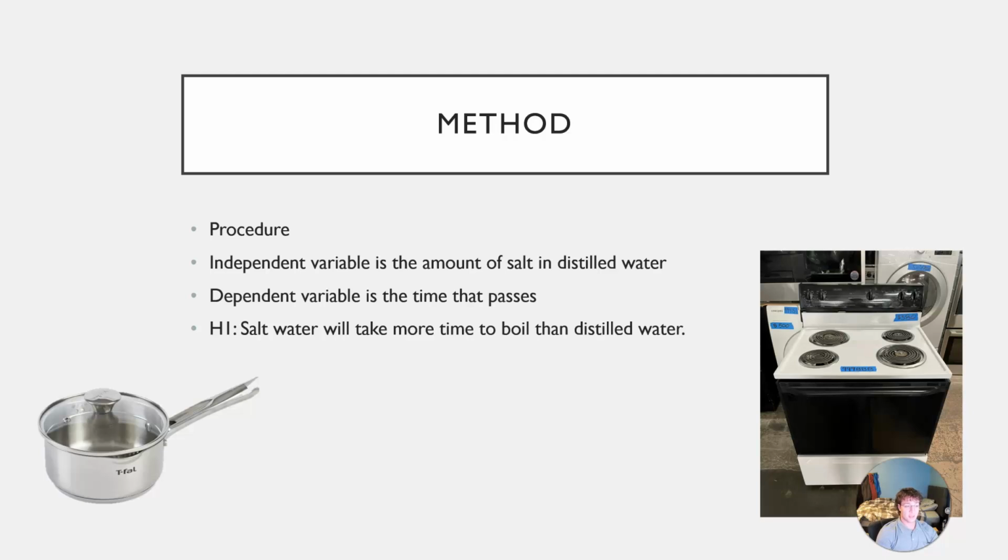For this experiment, the independent variable is the amount of salt in distilled water. That is the thing that changes over the two sets of trials. The first set of trials obviously has 0. The second set has 340 grams per liter, or 170 grams per 500 milliliters. And the dependent variable is how much time it takes to reach a rolling boil.